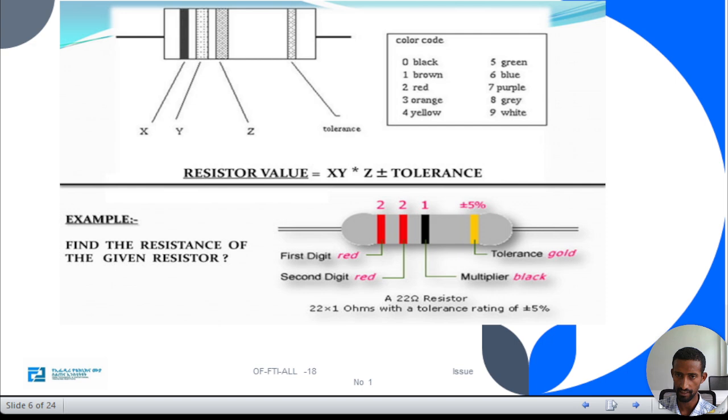So this is what it looks like. The first two bands indicate the first two digits, that is XY, and the third band is the multiplier. You multiply by the multiplier and apply plus or minus the tolerance. For the time being, if the first band is red, the second is red, the third is black, and the tolerance band is gold.